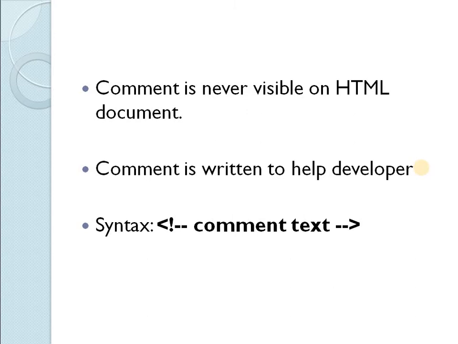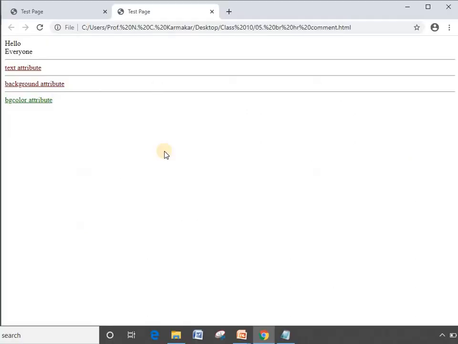The syntax of this is: starting angular bracket, then exclamatory mark, 2 hyphens, then after giving space write the comment text, whatever you wish to write right here, and then after a space 2 hyphens, and then angular bracket closed. Just see the example and then it will be more clear.